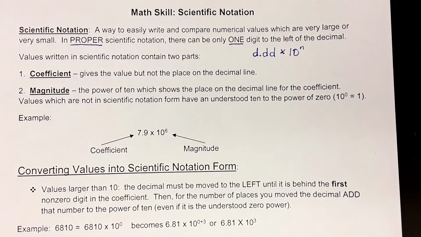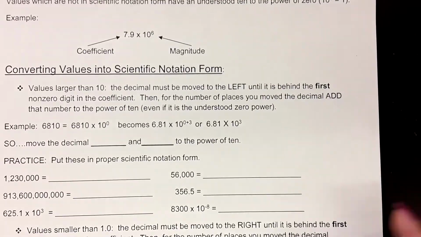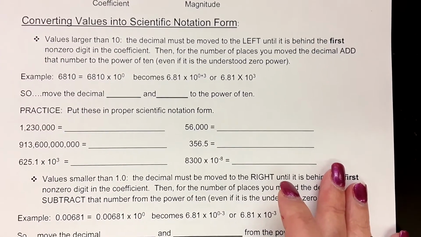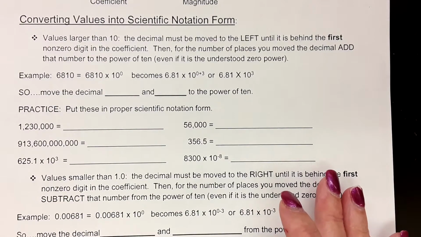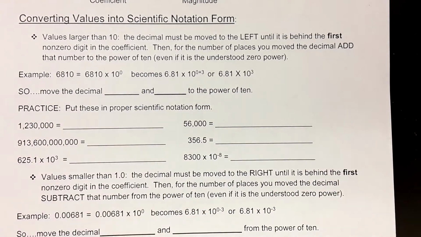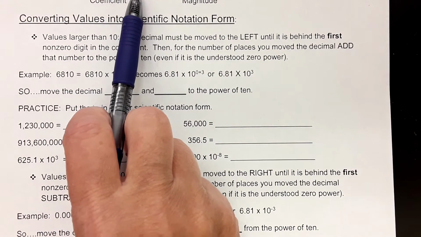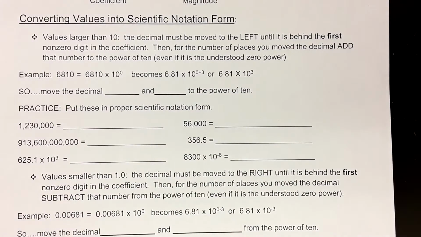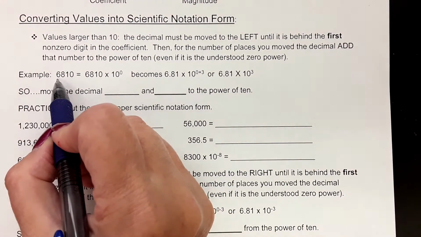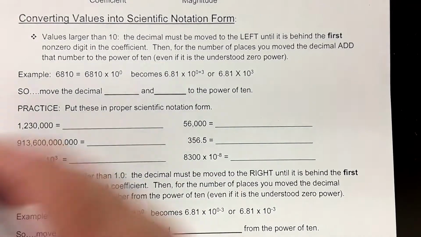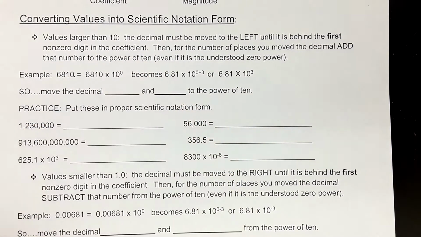Now, to convert numbers into scientific notation form, and these could be very small numbers or very large numbers, we're going to start with the large numbers, values that are larger than 10. Now, the numbers 1, 2, 3, 4, 5, 6, 7, 8, and 9, you don't have to worry about because, well, they're only one digit anyway. But 10 or greater, in order to get the decimal behind the first digit, you have to move the decimal to the left. For example, if you have 6,810, the decimal would be located right there.